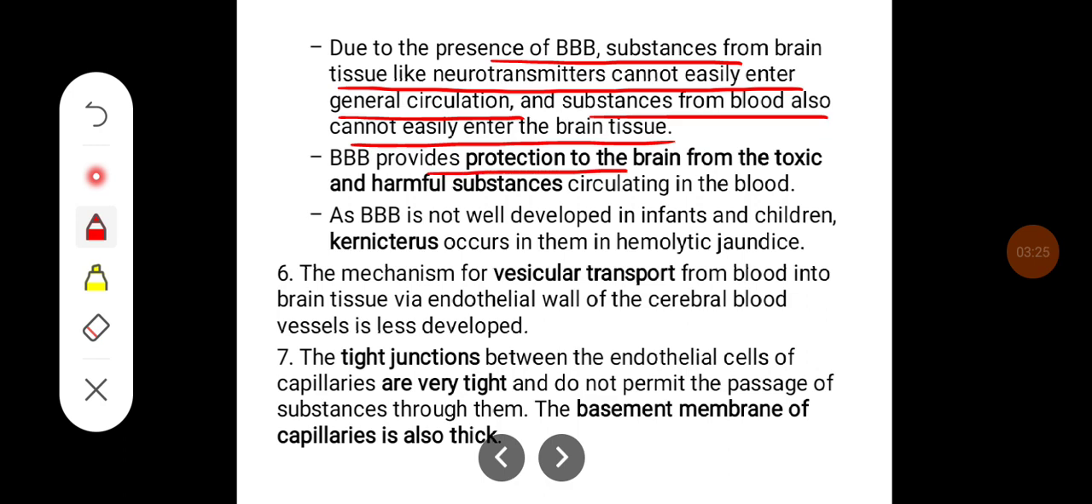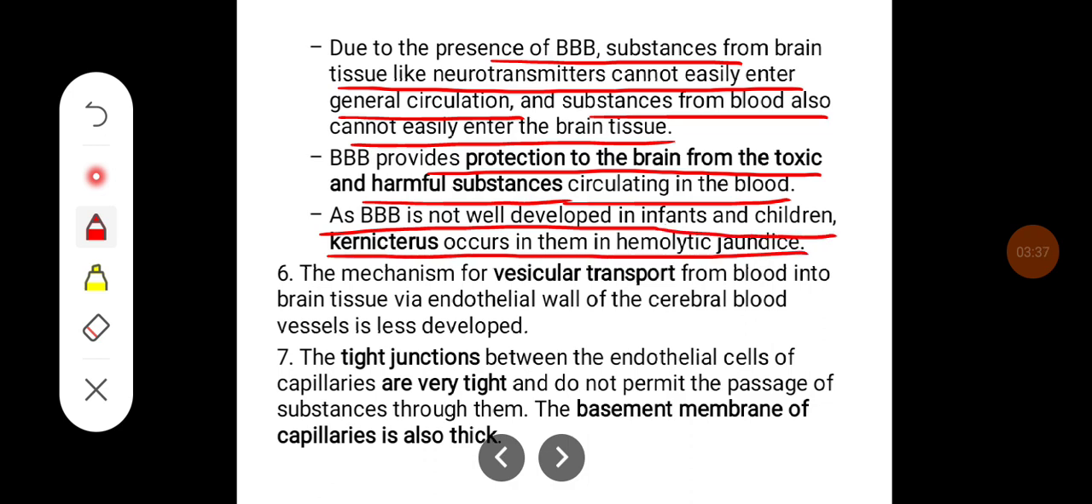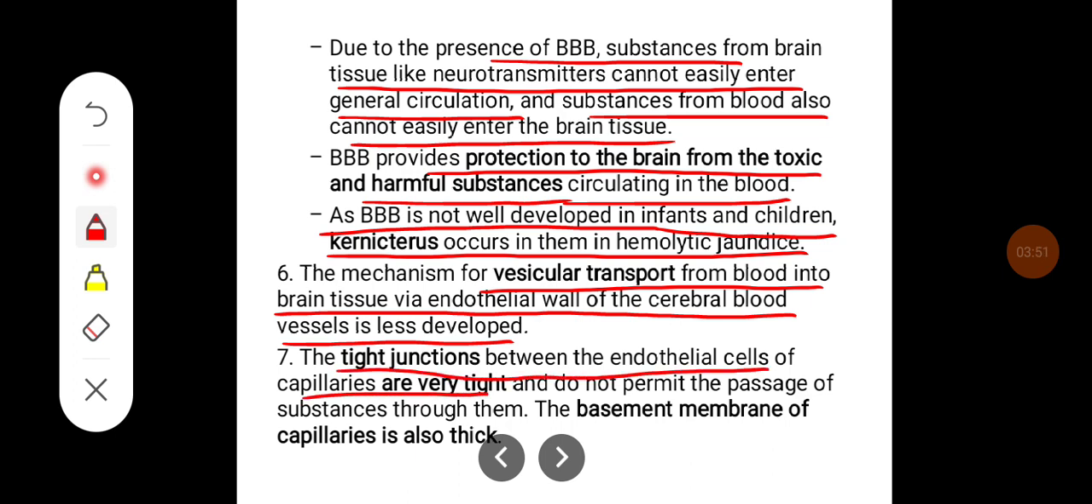Blood-brain barrier provides protection to the brain from toxic and harmful substances circulating in the blood. As blood-brain barrier is not well developed in infants and children, kernicterus occurs in them in hemolytic jaundice. The mechanism for vesicular transport from blood into brain tissue via endothelial wall of the cerebral vessels is less developed. The tight junctions between endothelial cells of capillaries are very tight and do not permit the passage of substances through them. The basement membrane of the capillary is also thick.